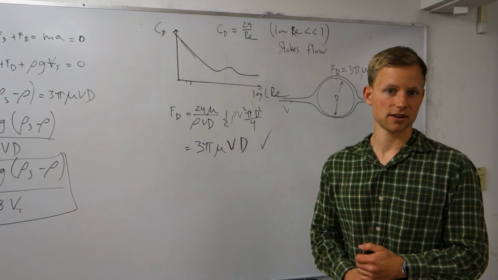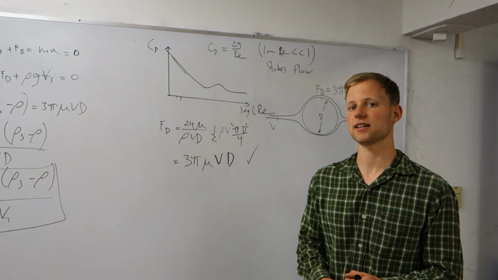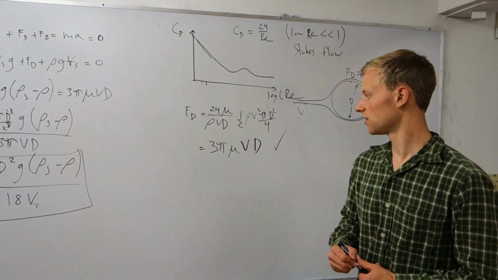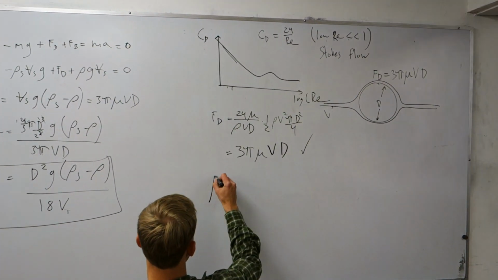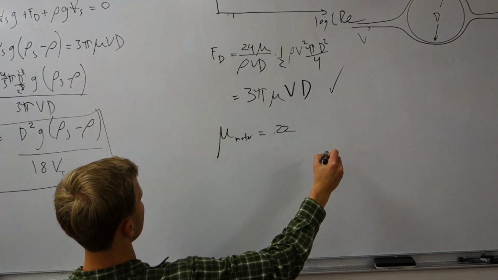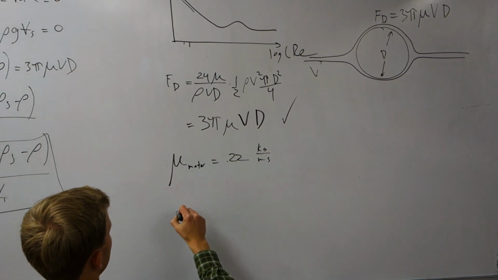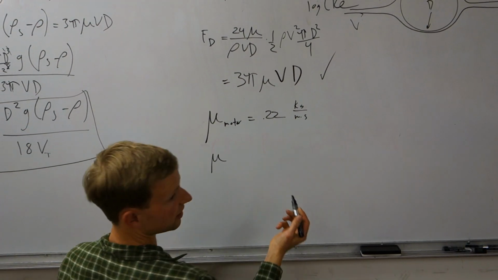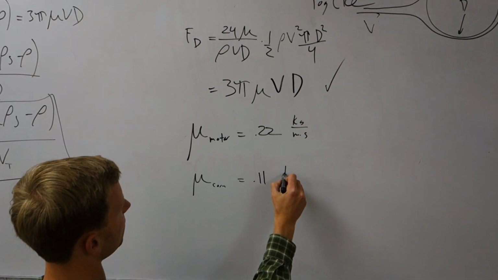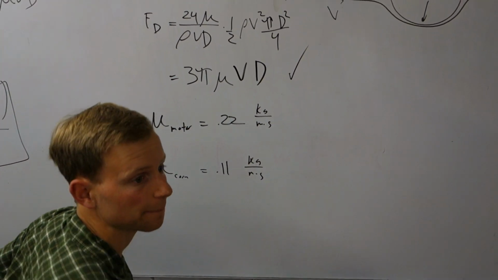So we've run our experiment, we've gone back to Matlab, and we've done some calculations, and we find that the viscosity value for the dark fluid, which is motor oil, mu motor, is 0.22 kilograms per meter per second. We found the viscosity of the other fluid, which turns out to be corn oil, is 0.11. And we noticed that we got the same value using each different type of sphere.